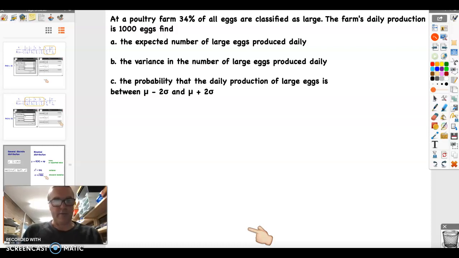We're going to calculate three things. We're going to look at the expected number, or the mean number of large eggs produced daily. We'll calculate the variance in the number of large eggs produced, and we'll find the probability that the daily production of large eggs falls within 2 standard deviations of the mean. That is to say, the mean minus 2 standard deviations and the mean plus 2 standard deviations.